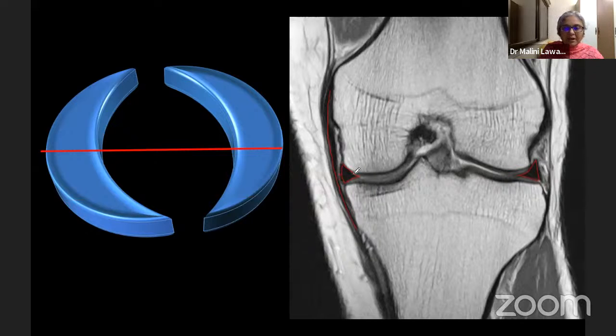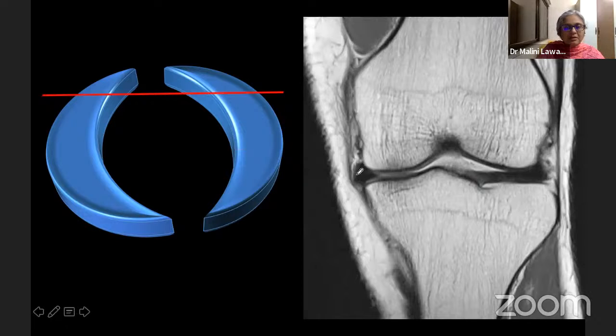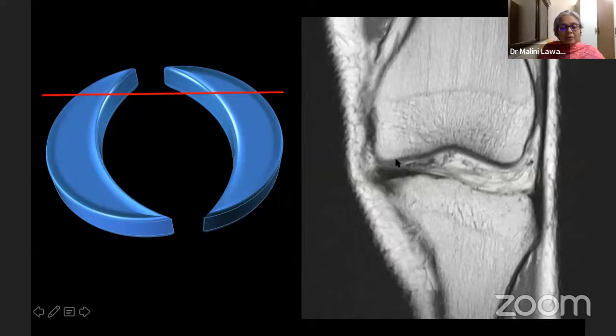As we go further ahead, we can still see the body of the medial meniscus, while we can now see the anterior horn of the lateral meniscus, and this is the anterior root attachment, which I told you can look slightly bright. That is normal. Furthermore, anteriorly, this is the anterior horn of the medial meniscus with its root attachment.